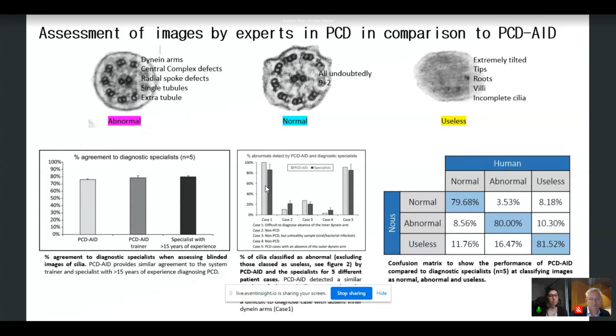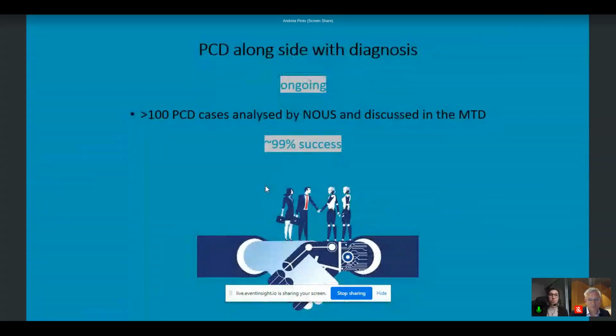So we're very happy with these results, and we want to take it further and do it again for all our other projects with the multi-labels. So now we want to challenge our experts with not only classifying into abnormal, normal, and useless, but also, inside the abnormal, into all the categories. And this is something that is being done.